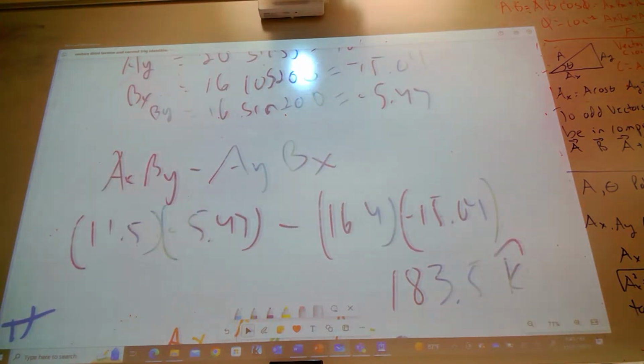So these are our 2 ways of doing it. Now, obviously, the other way was a lot easier, but if you're given it in component form, then this way is easier. So, for example, if A had been force and B had been the lever arm, this would be our torque, where positive K is counterclockwise.